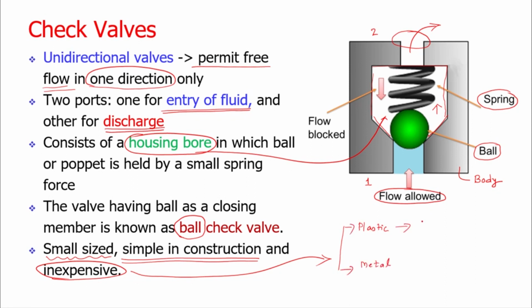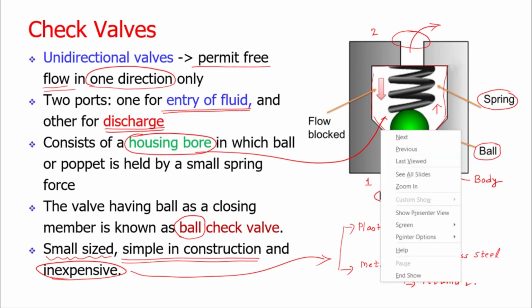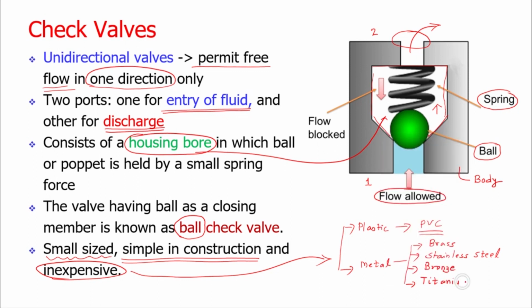The plastic in general is PVC, and in metals, brass, stainless steel, bronze, or, in biomedical applications or certain industry applications where we need a non-corrosive nature of the valve, titanium.